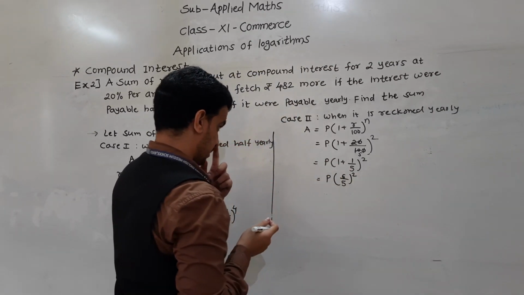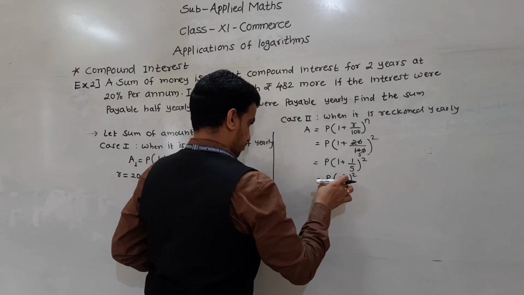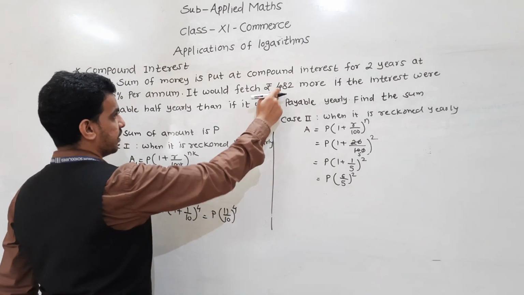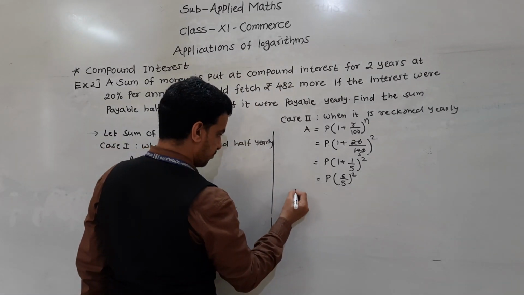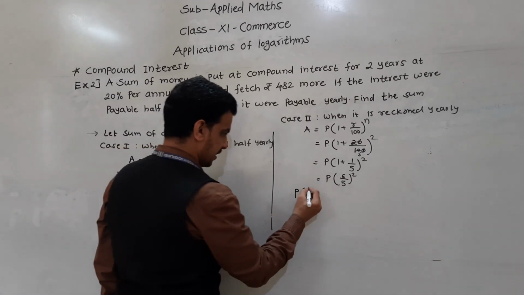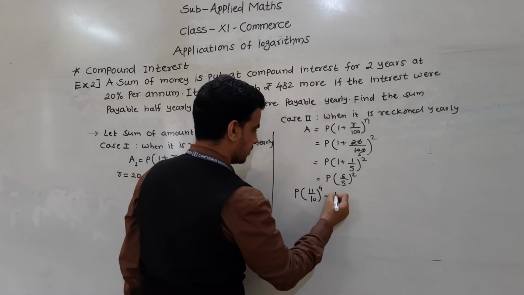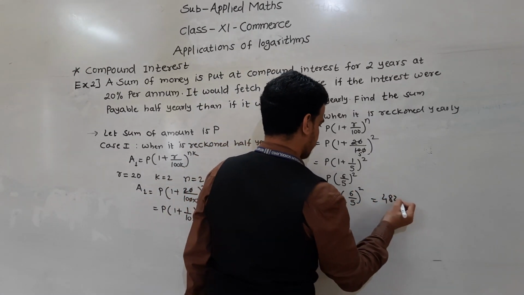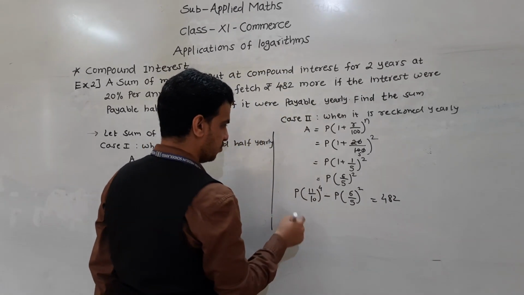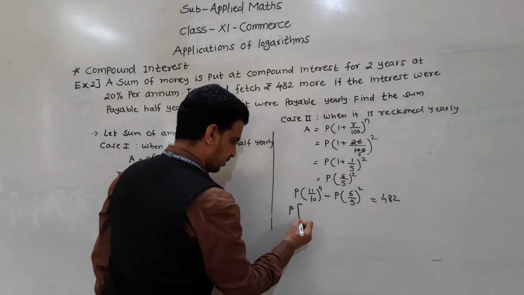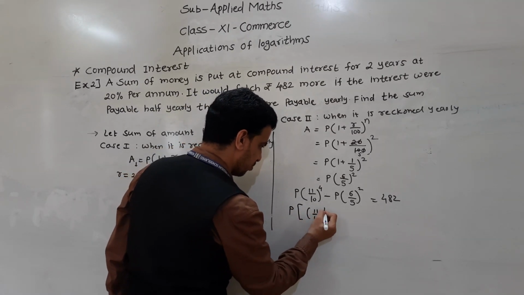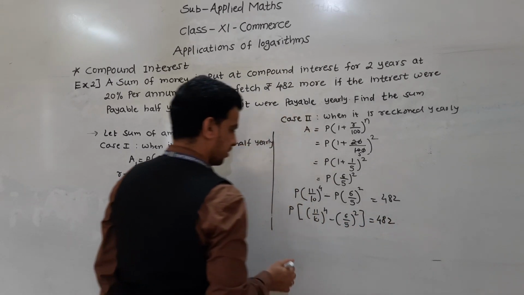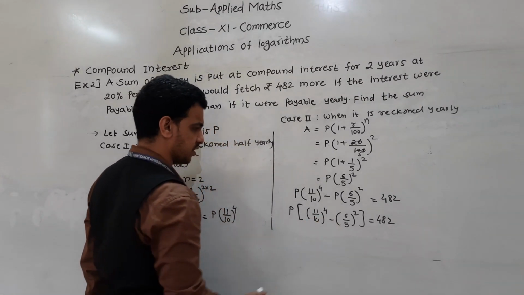Now between these two amounts, the difference is given 482. Okay, so we can write here P into 11 by 10 raised to 4 minus P into 6 by 5 raised to 2 is equal to 482. Now we can take P common. So P in bracket 11 by 10 raised to 4 minus 6 by 5 raised to 2 is equal to 482. Now here we can use the formula a square minus b square.